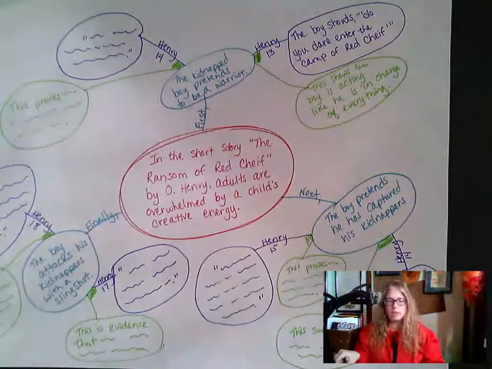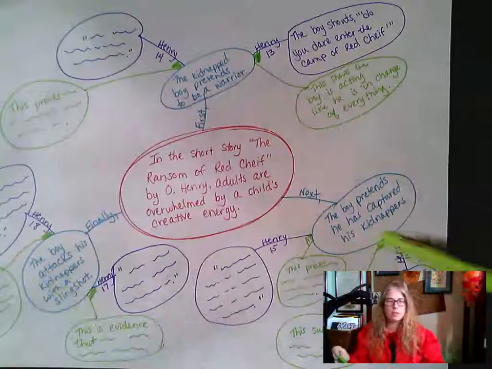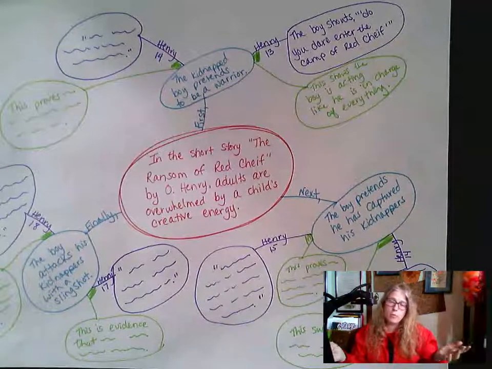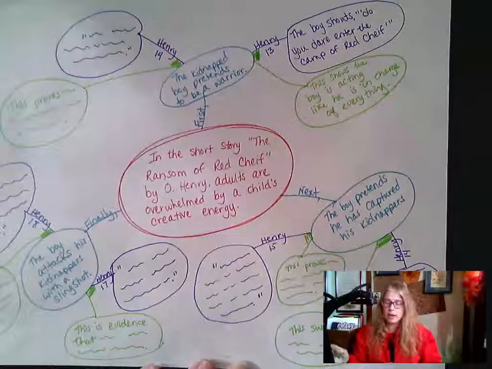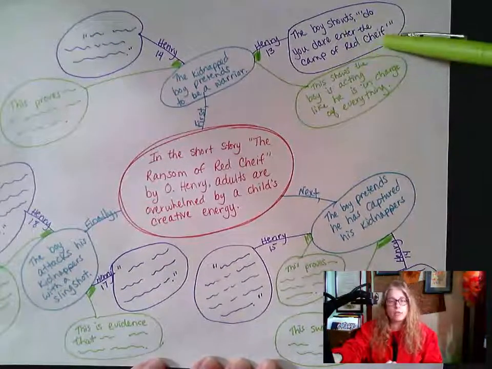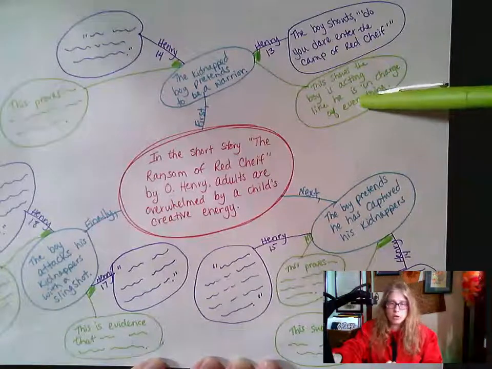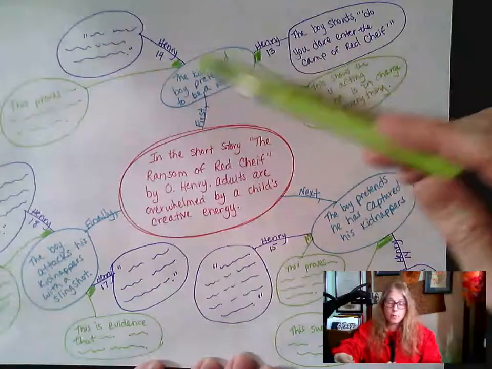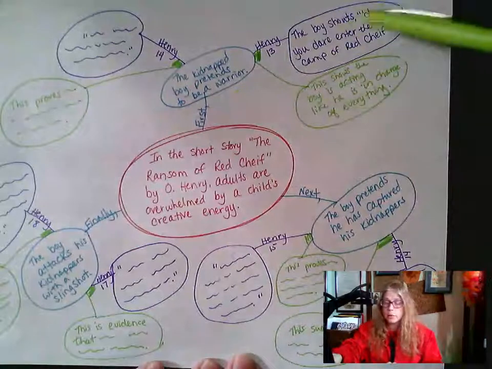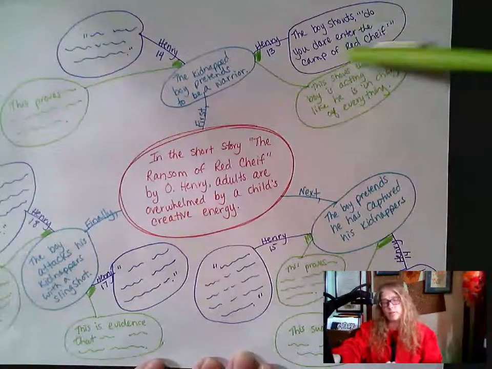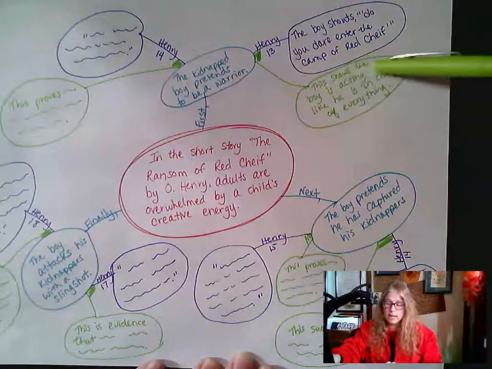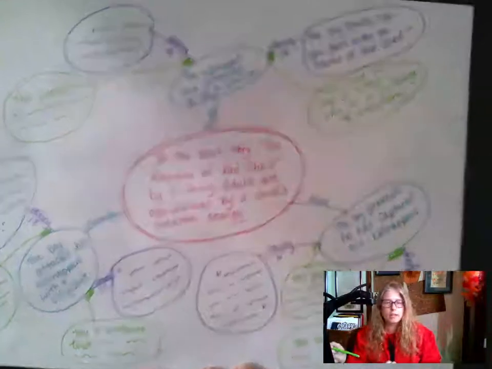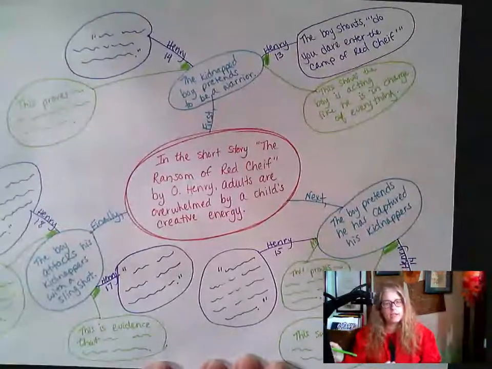So I have my 3 green ideas that talk about different ways that the boy in the story is playing pretend. And you could call him Red Chief if you want. That's the name that he goes by. And then I have a quote from the story, and I'm explaining what it shows. The kidnapped boy pretends to be a warrior. The boy shouts, "Do you dare enter the camp of Red Chief?" This shows the boy is acting like he is in charge of everything. So that would show the evidence that he is being a warrior and taking control.